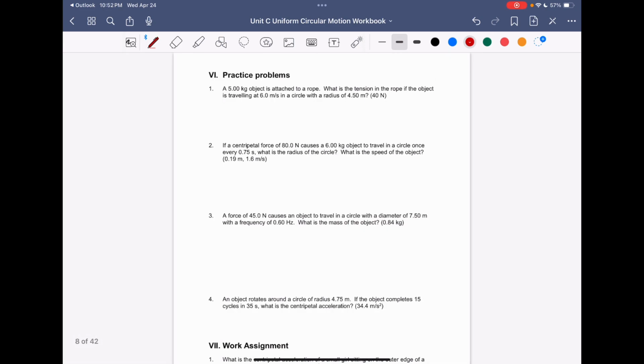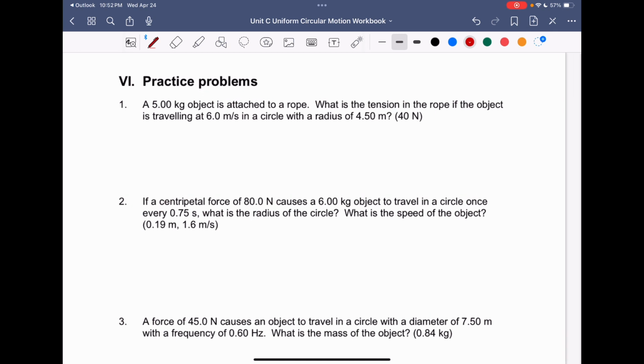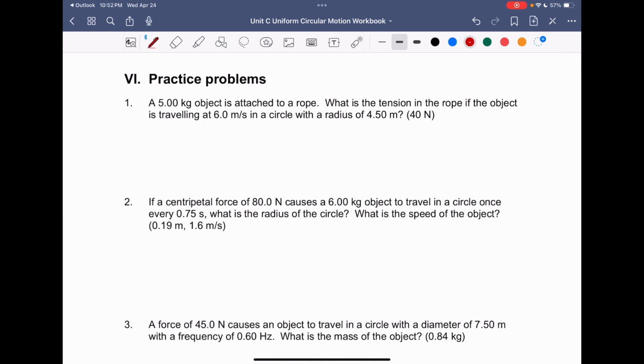Okay, now let's go down here to the following. Now, in example 1, we have the following situation where they say a 5-kilogram object is attached to a rope. What is the tension of the rope if the object is traveling at 6 meters per second in a circle with a radius of 4.5?